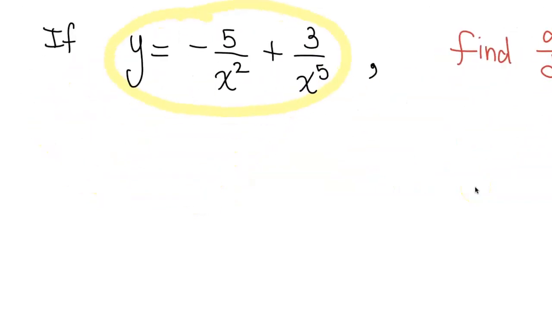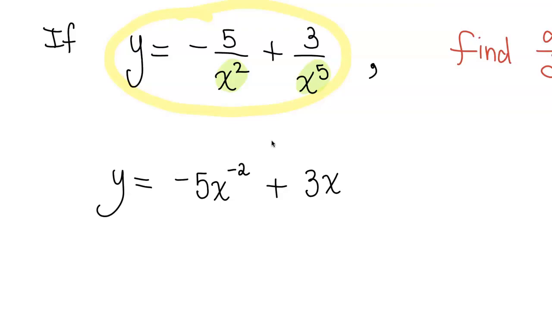Before I can just jump into the derivative part, I think I'm going to have to rewrite this ugly mess. Notice that x squared and x to the 5th power are in the denominator. I'm going to move these up, so look at how I rewrite these. I will write this as negative 5 x to the negative 2nd power. The next term will turn into 3 times x to the negative 5th power.